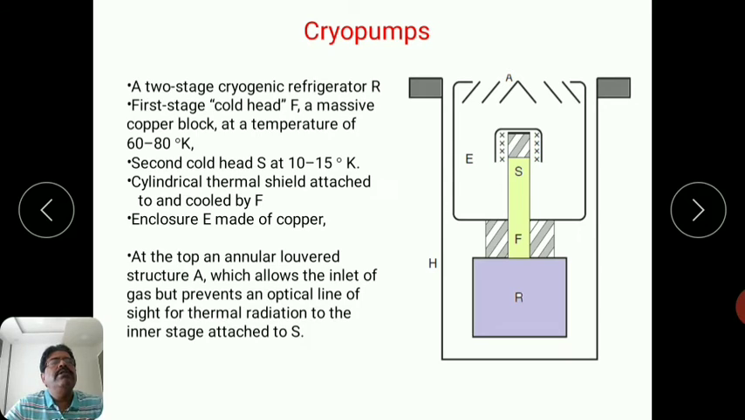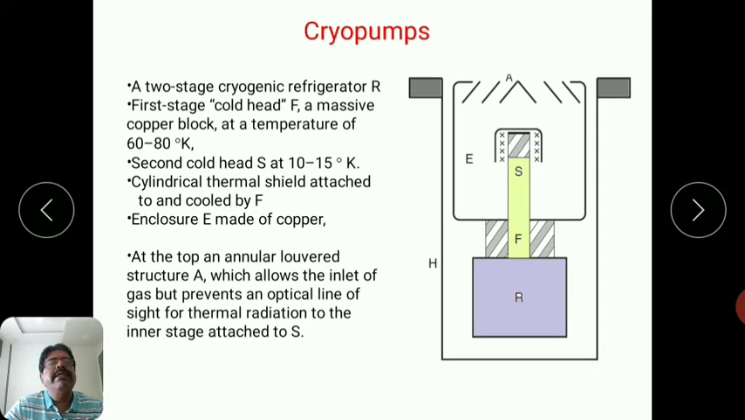Okay, so this is the actual two-stage cryopump, what we know as the Gifford-McMahon process, a two-stage cryogenic refrigerator. You can see this refrigerator R is connected with this two-stage cold head. One stage is represented by F, and the other stage is represented by S. The first cold head F is a massive copper block at a temperature of 60 to 80 degrees Kelvin. So this first stage F is maintained at a temperature of the order of 60 to 80 degrees Kelvin.